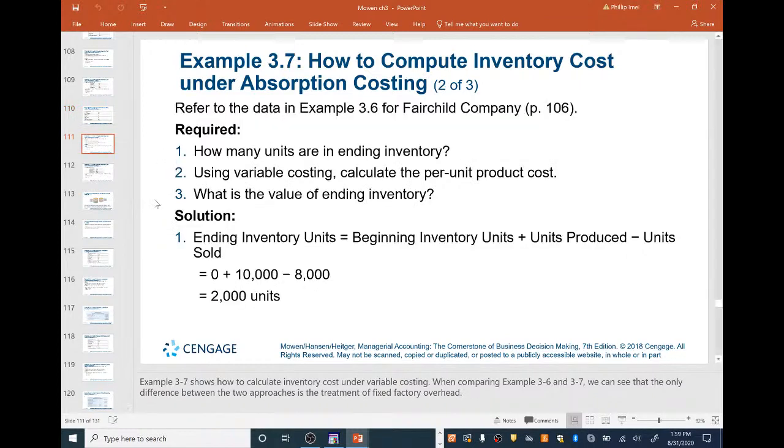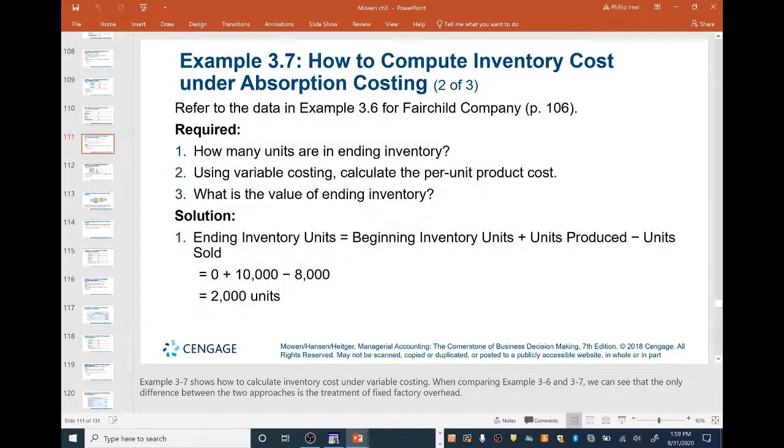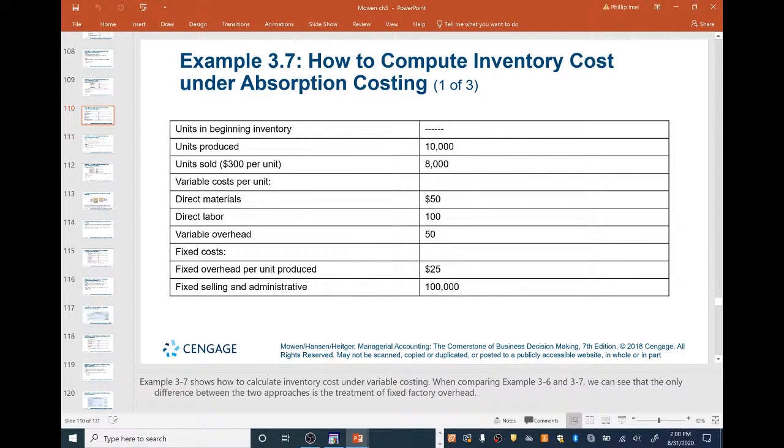Now, how many units are in ending inventory? Once again, ending inventory units is beginning inventory units plus units produced minus units sold. We're pulling this data directly off the chart. Beginning inventory 0, units produced 10,000, units sold 8,000. So 0 plus 10,000 minus 8,000 leaves 2,000 units in ending inventory.